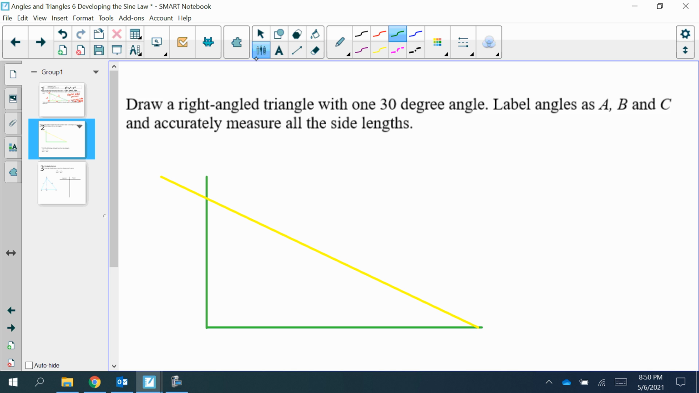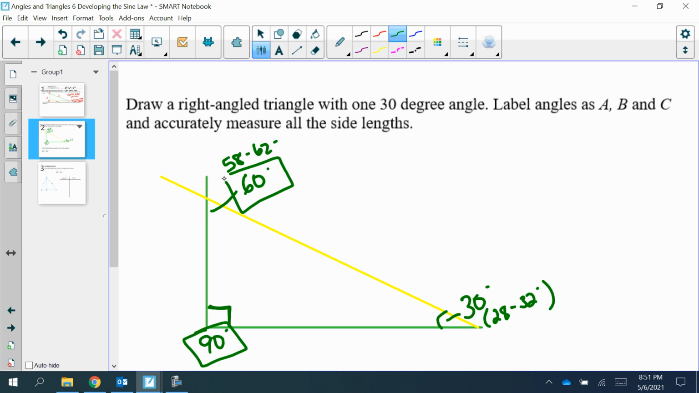So the goal is, again, it's saying a right angle triangle, 90 degrees here. You need a 30-degree angle, and we know angles in a triangle add up to 180 degrees, so we know that this angle should be 60 degrees. And usually when you guys try to do this, we get pretty close. The 90 is the easiest one to do, and then usually people get in the range of maybe 28 to 32 degrees, and this would be 58 to 62 degrees. The more accurate you are with these measurements, usually the better the data ends up.